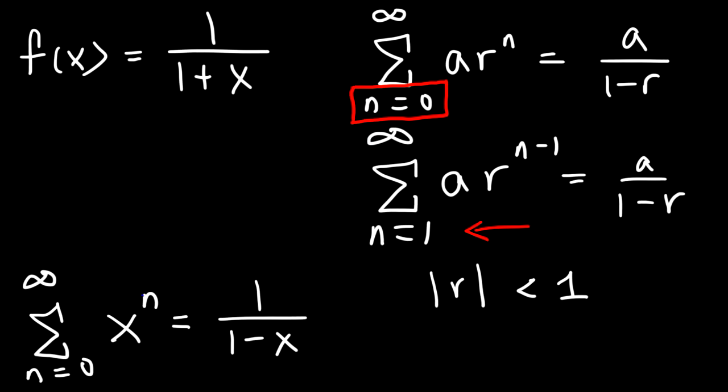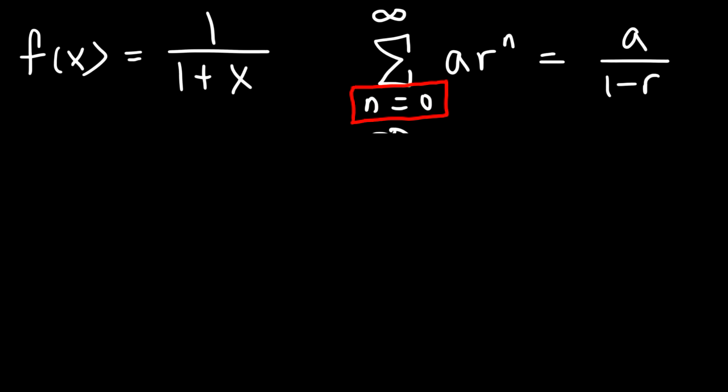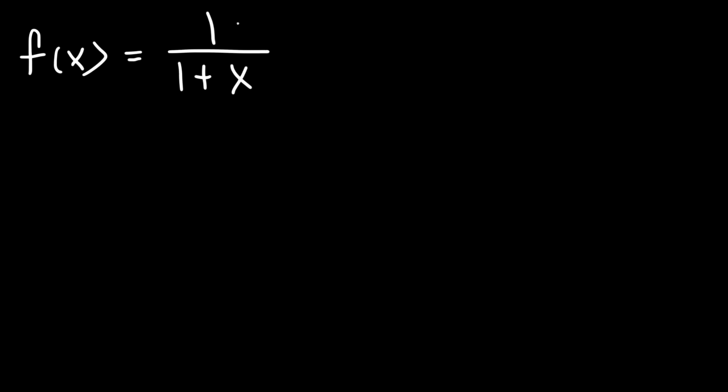Now, this particular power series is centered at x equals 0. If you want to write a power series centered at x equals c, you can write it in this form. So it's going to be x minus c raised to the n power, where c is some number. So just keep that in mind. So let's start with this example.